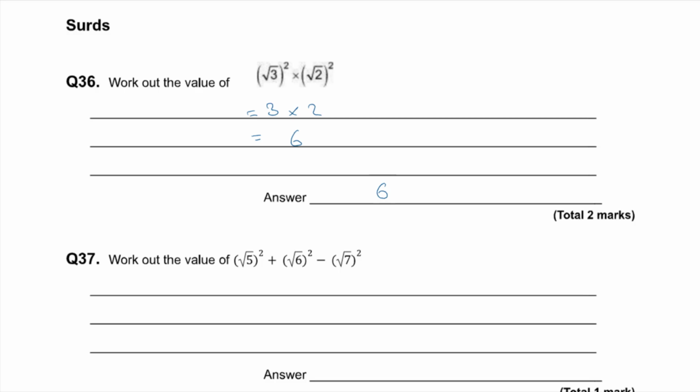So it's 6. Question 37, work out root 5 squared plus root 6 squared minus root 7 squared. That's the same question, isn't it? So that's going to be 5 plus 6 minus 7. Is this a higher question? Look at that, that's so easy. So 11 take away 7, that's 4.